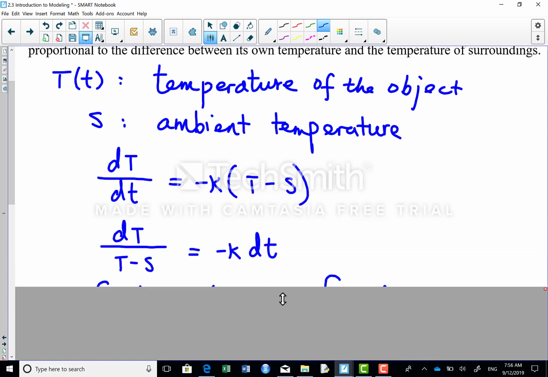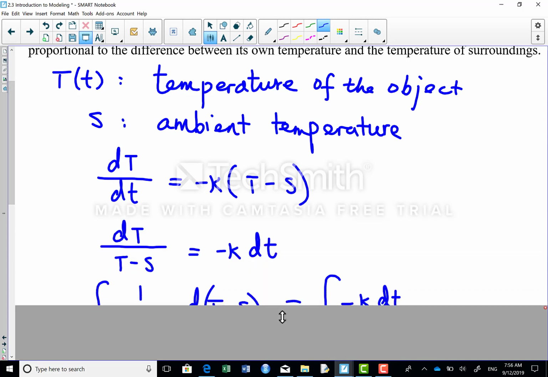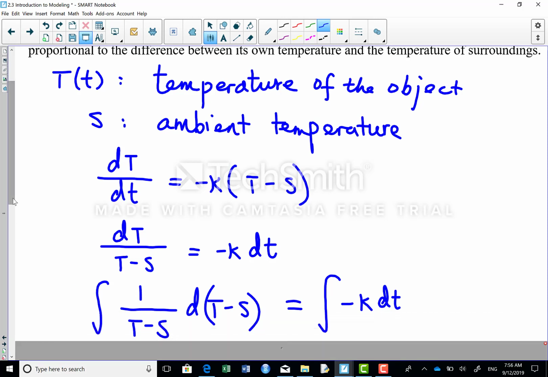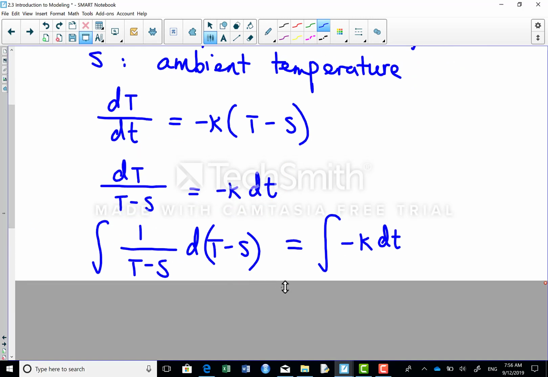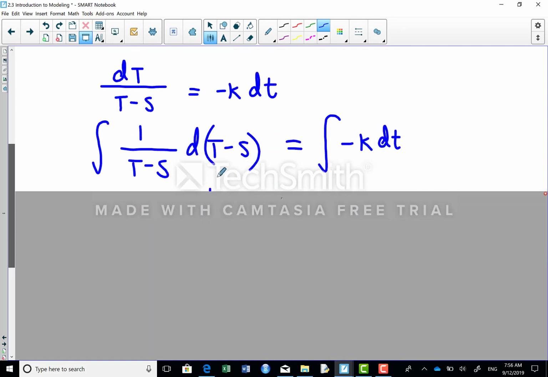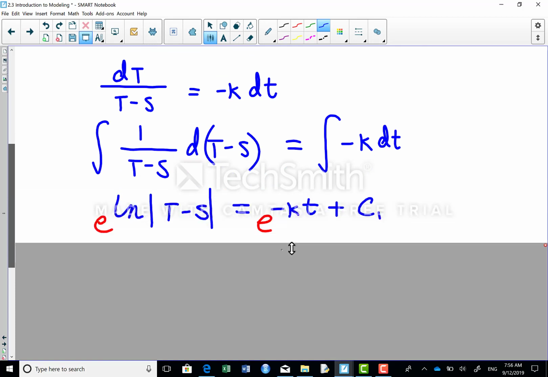This is a simple differential equation to solve because it's separable. So we can move T minus S to the left-hand side by dividing that factor on both sides, and then move dt to the right-hand side. Now we integrate both sides of this equation. So the left-hand side is natural logarithm of the absolute value of T minus S equals negative kt plus c1.